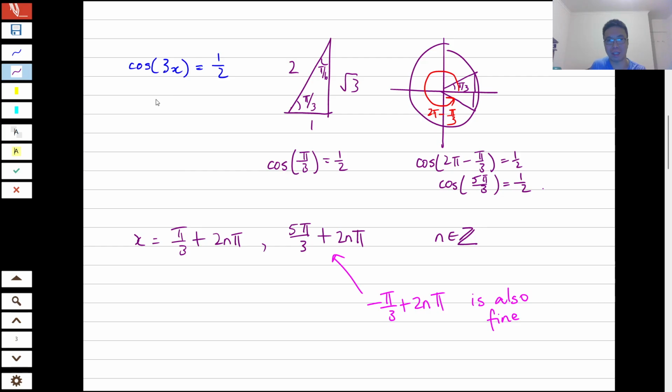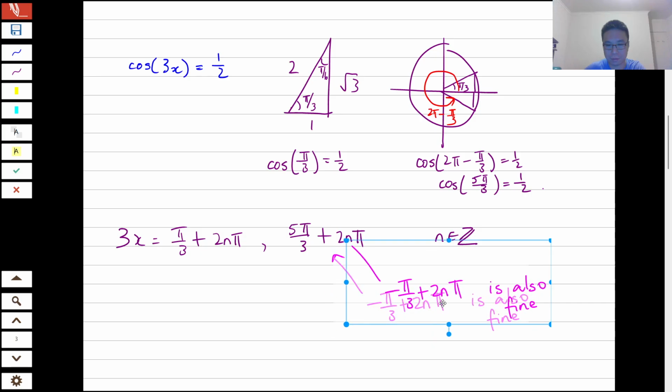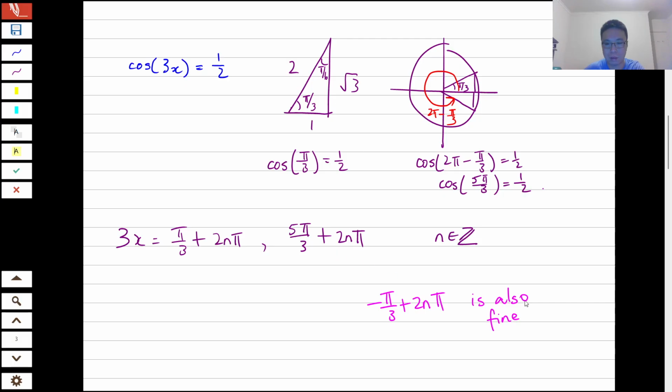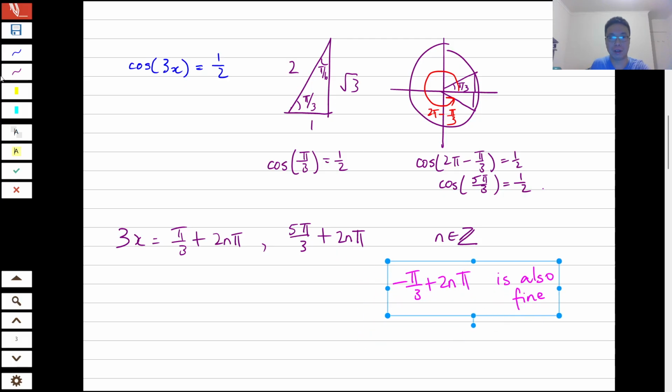Now, I've just noticed another error. This is 3x, so this here should be 3x as well. Okay, so just make note of that. And before I spotted that error, what was I saying? 5 pi on 3 is fine. Negative pi on 3 is fine because all I've done is I've gone backwards by 2 pi. Okay, so I'll just write that note here for you.